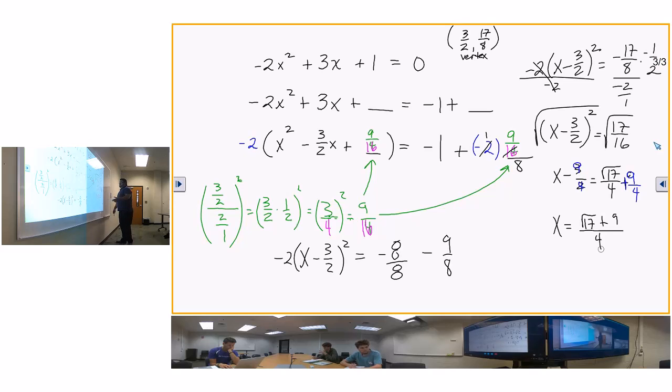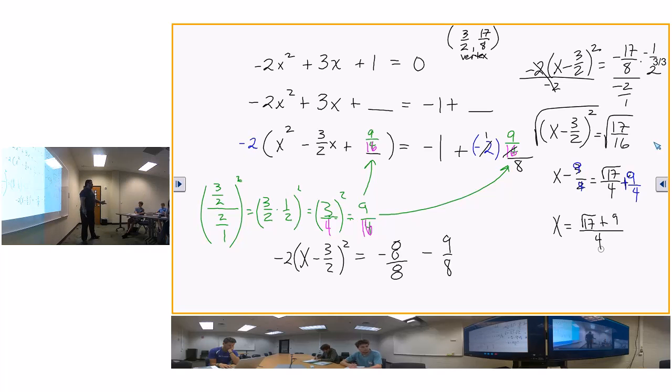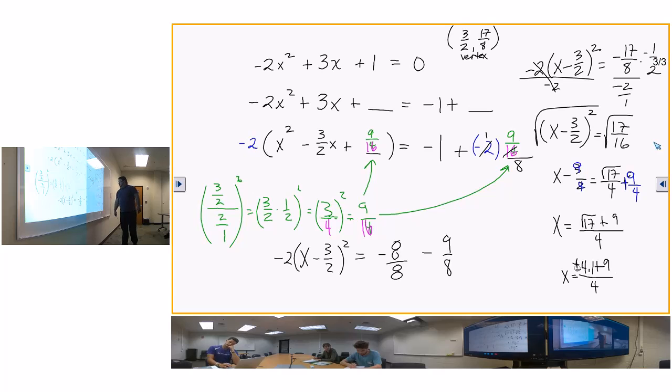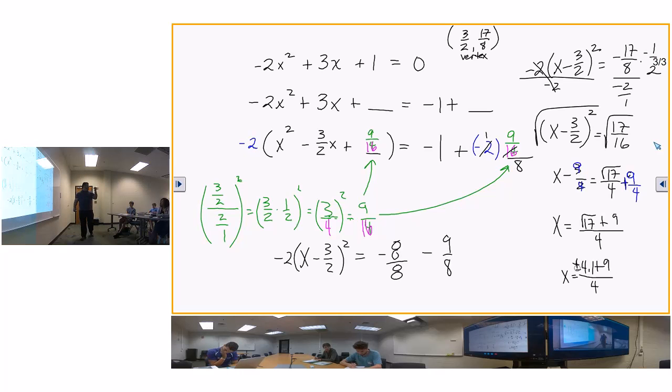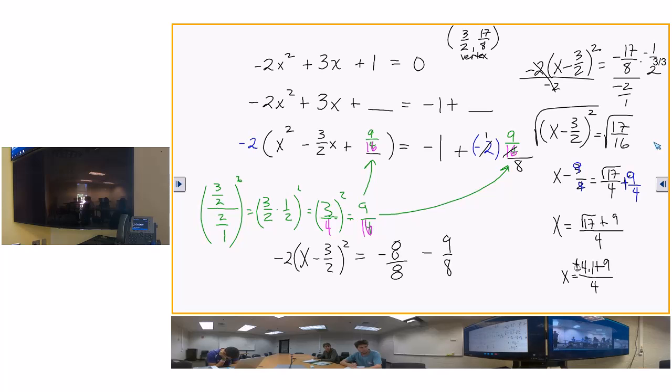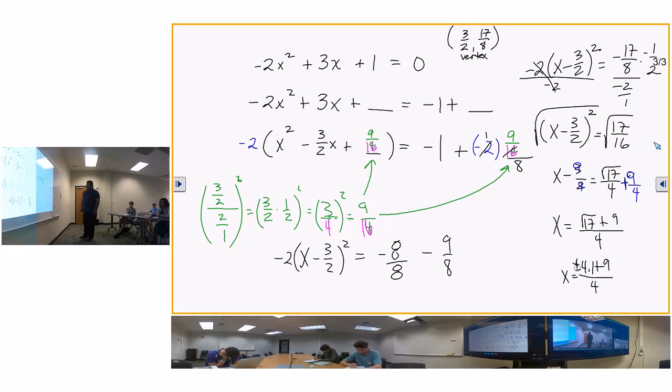And the square root of 17, if the square root of 16 is 4, what is the square root of 17? 4.1. So X is equal to 4.1, positive or negative, plus 9 over 4. Do you have a question? Why would it be 4.1 instead of 4.2? If you want to get technical, we could put 4.2, or you could put 4.15 if you want to.